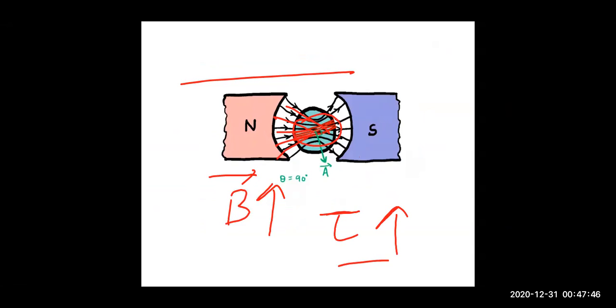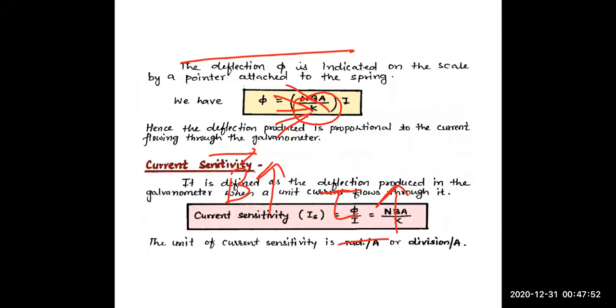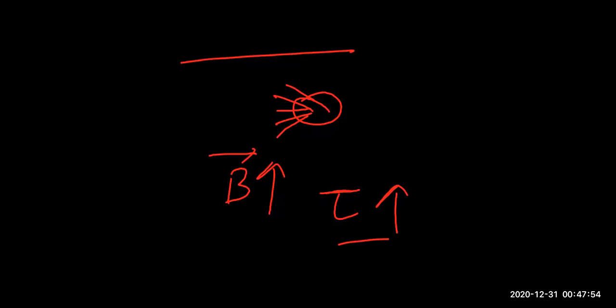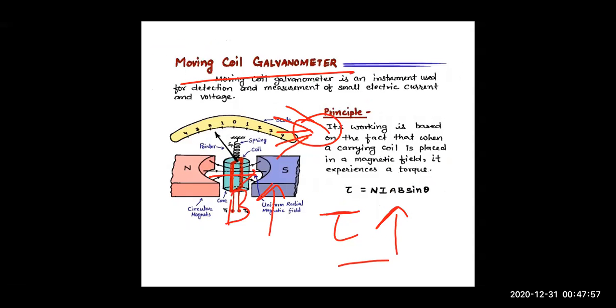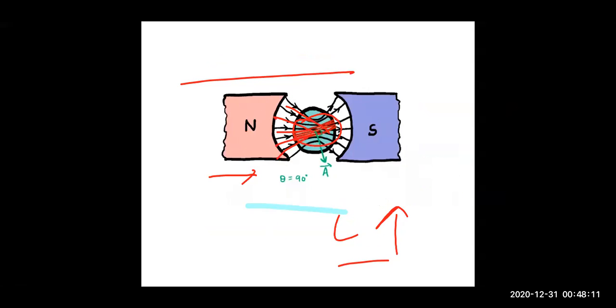Secondly, children, if we want torque to be maximum, then the angle theta between the magnetic field B and the area vector should be such that the sine of that is maximum. So sine 90 is maximum. So what happens in a radial magnetic field? Suppose, children, this is the upper view of the coil. So the area vector is coming outwards, that is, it is coming towards you, right? And the magnetic field, as you can see, is along the x-axis and this is coming outwards.